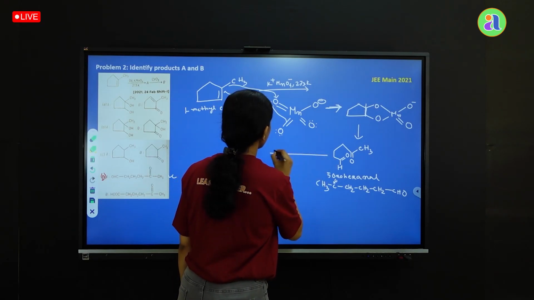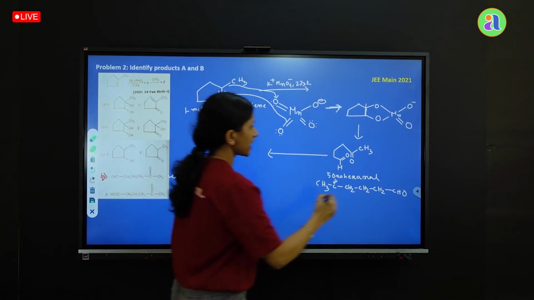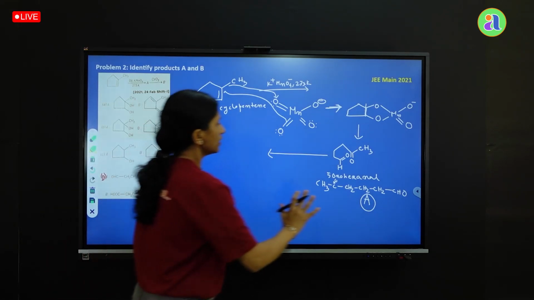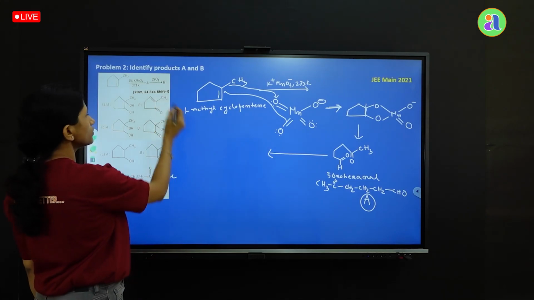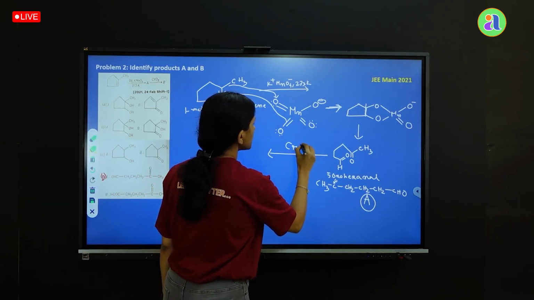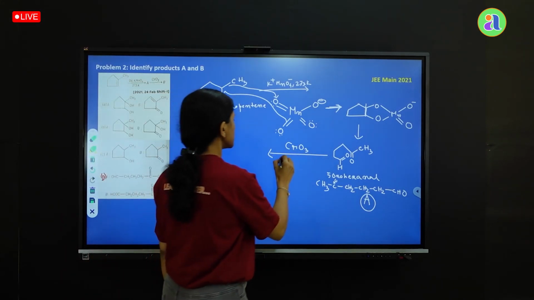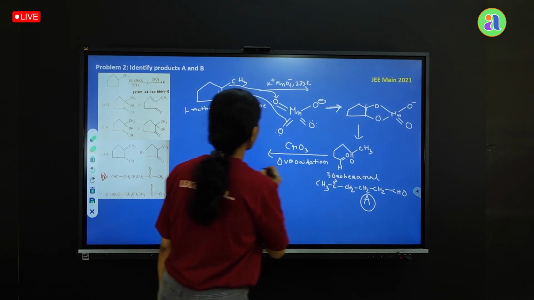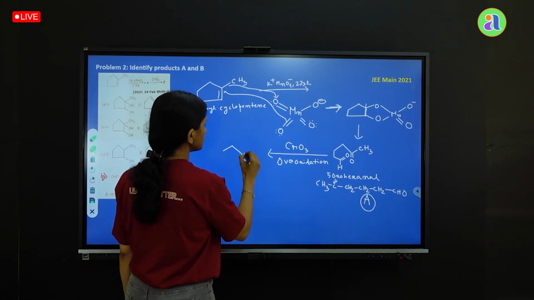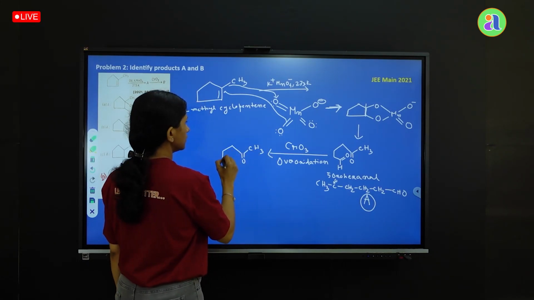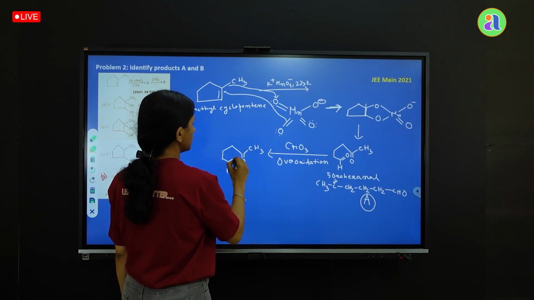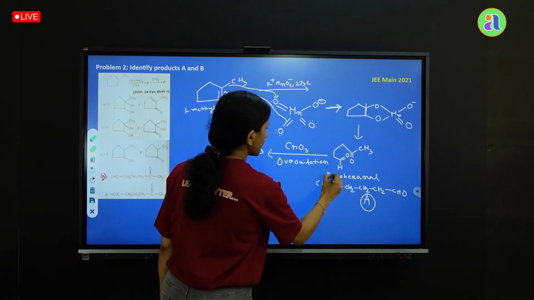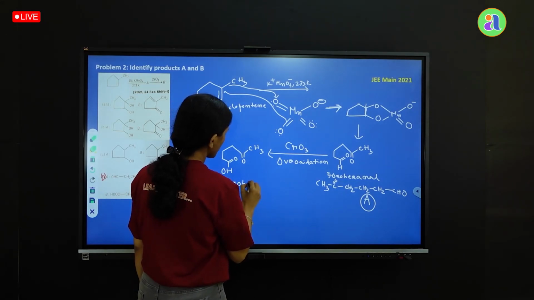Now let's do the second step. So this is our A, product A. We are to identify the product A and B in this reaction. Now this is product A which has already formed. Now this product A is treated with CrO3, and here over oxidation will happen, right? And the result of the over oxidation will be such that it will form this acid, and the name of this acid is 5-oxo-hexanoic acid.